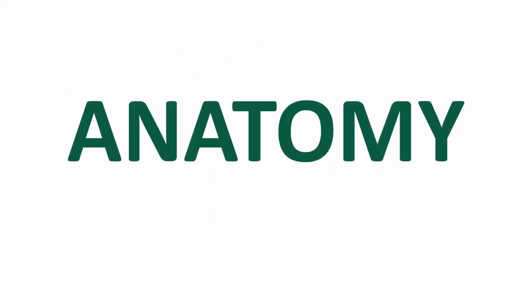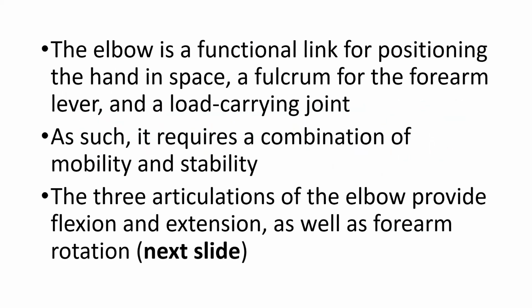Elbow and forearm anatomy. The elbow is a functional link for positioning the hand in space, a fulcrum for the forearm lever, and a load-carrying joint. As such, it requires a combination of mobility and stability. The three articulations of the elbow provide flexion and extension, as well as forearm rotation.